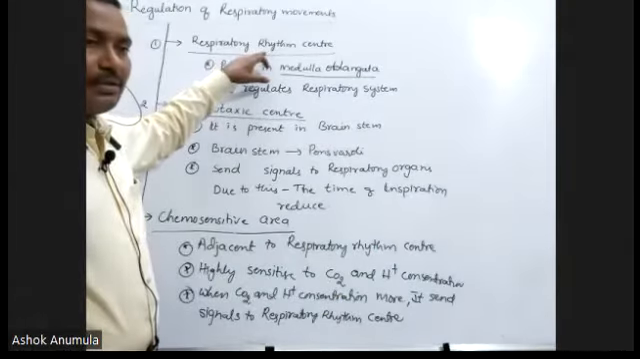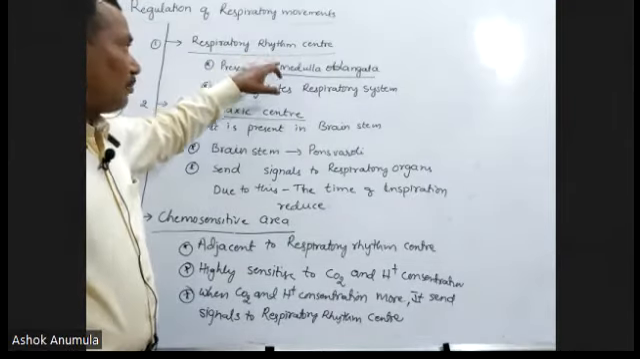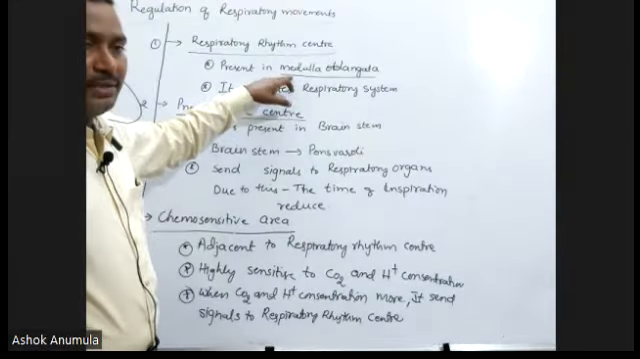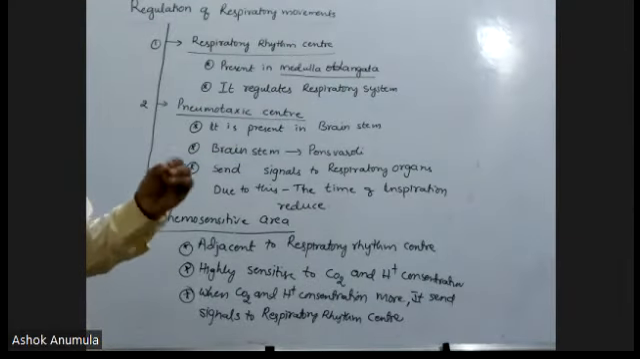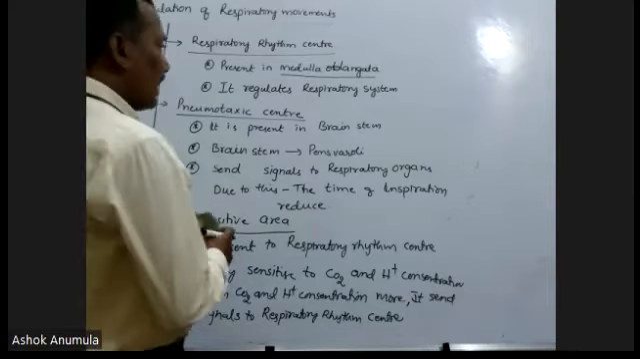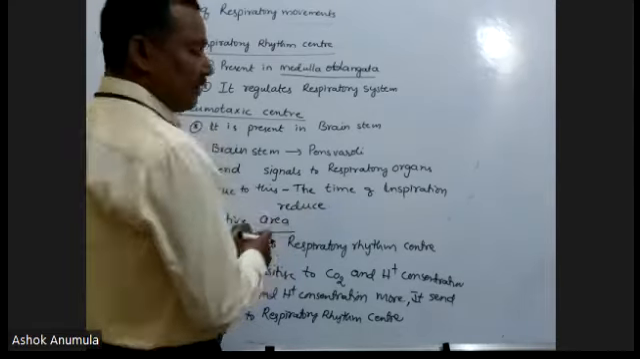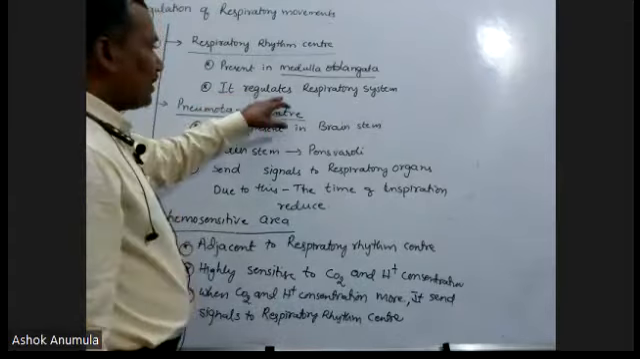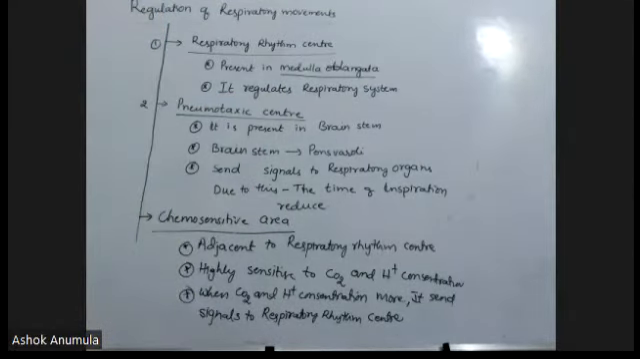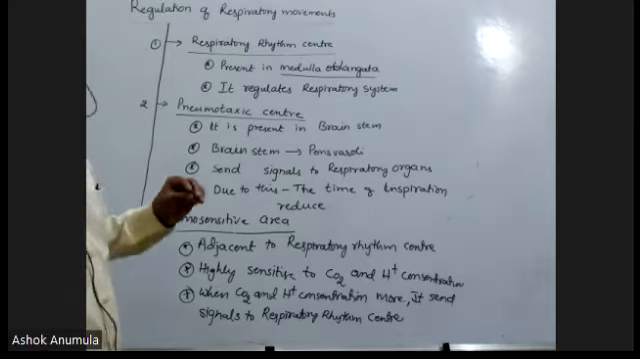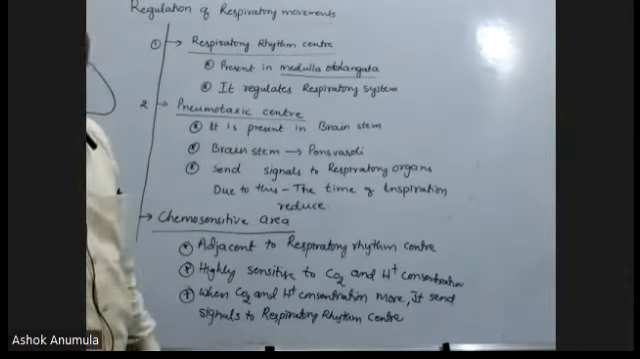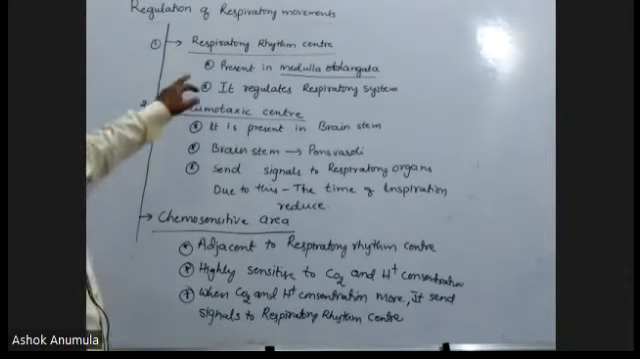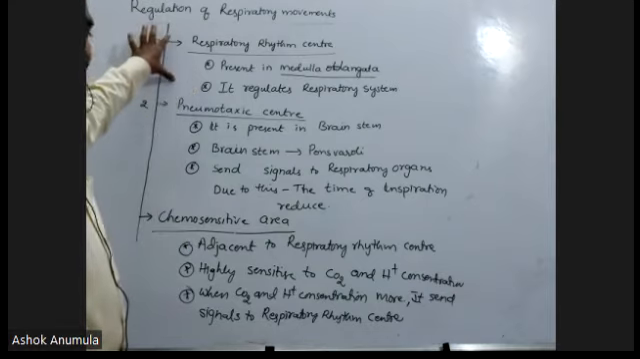Respiratory rhythm center. The respiratory rhythm center is present in the medulla oblongata. It regulates respiration, the respiratory system. If asked which center regulates respiration, the answer is the respiratory rhythm center. This is about the respiratory rhythm center.